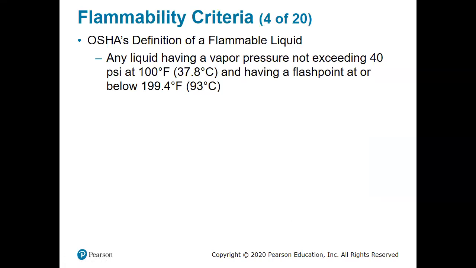So let's get into some of those definitions. So now that we can compare flash point versus fire point versus auto ignition, let's look at some definitions of comparison. OSHA defines a flammable liquid as any liquid that has a vapor pressure that does not exceed 40 psi at 100 Fahrenheit and has a flash point at or below 200, or 199.4, degrees Fahrenheit.